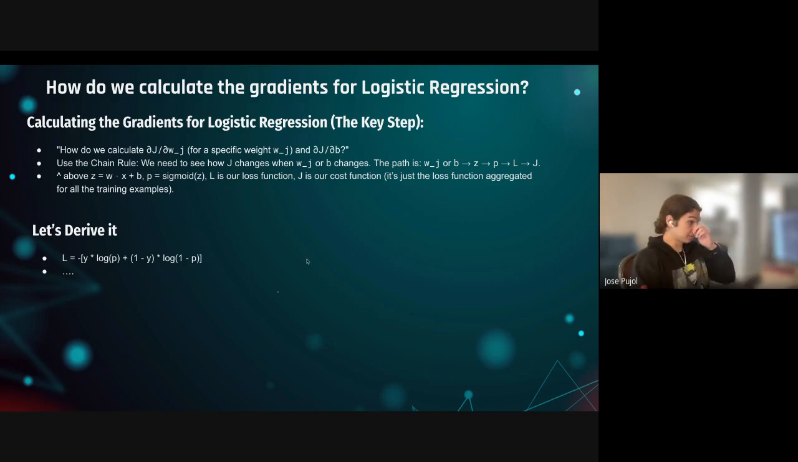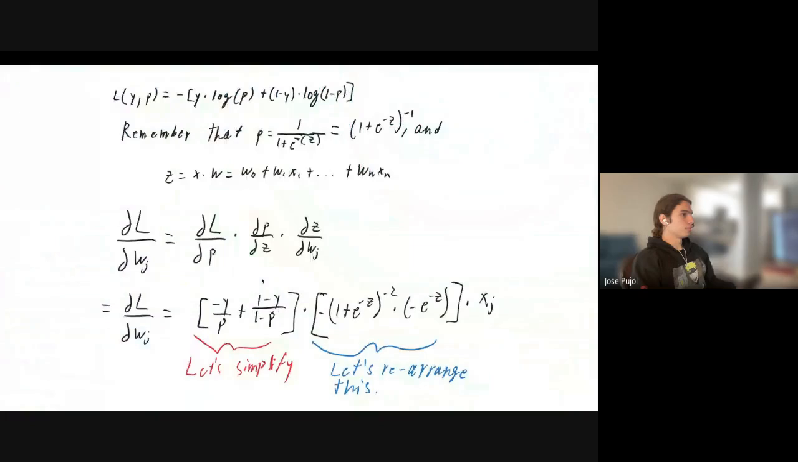Again, we've seen this before. So we start off with our loss function, which we have right here. By the way, P here correlates to the output of the sigmoid function. I actually wrote this, I did this by hand, so I hope y'all can appreciate this at least.